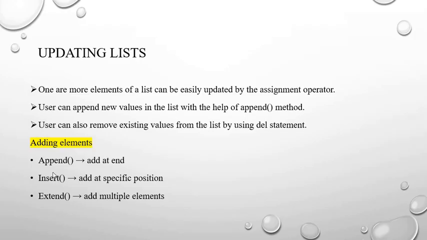How to update the list. One or more elements of a list can be updated easily by the assignment operator, and we can add elements using the append method. The append method is used if you want to add an element at the end. Then the insert method is used to add at a specific position, and the extend method adds multiple elements to the list. So we can use the extend method to add multiple elements.